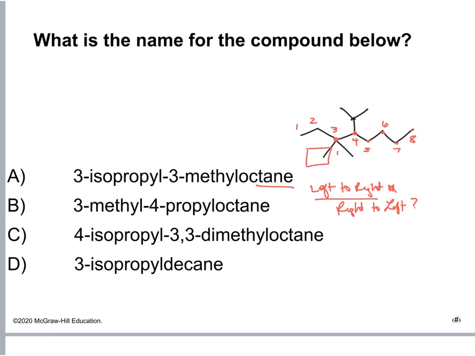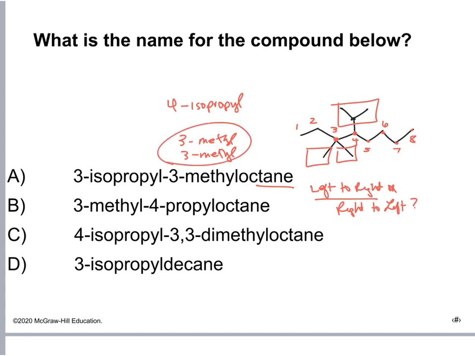Now here we have a 3-methyl and a 3-methyl, and here we have a 4-isopropyl. So when you combine these, it should be 3,3-dimethyl, and then 4-isopropyl. And you choose there the iso, I comes before M. So there is your name.